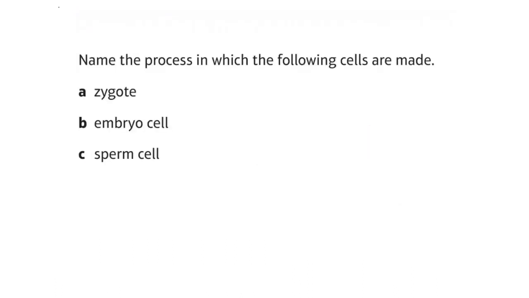Okay, on the screen now we've got an exam question. This is just a 3-mark question. So it's asking you to name the process in which the following cells are made: a zygote, an embryo cell, and a sperm cell. Okay, so pause here, write down those questions and write down your answer, and then press play when you're ready.